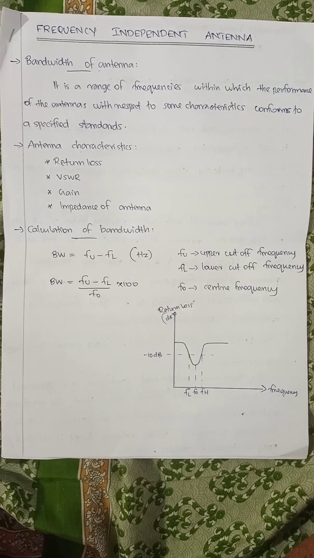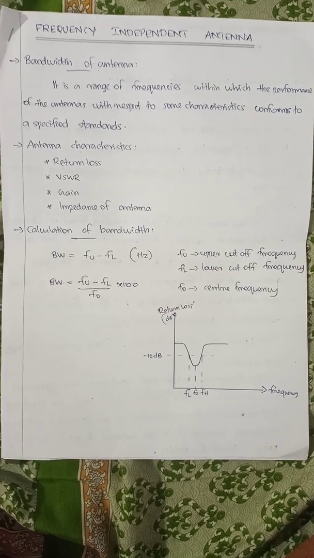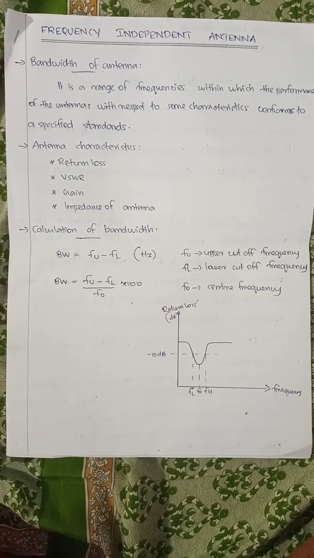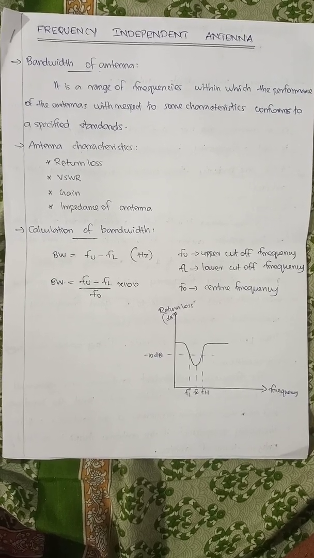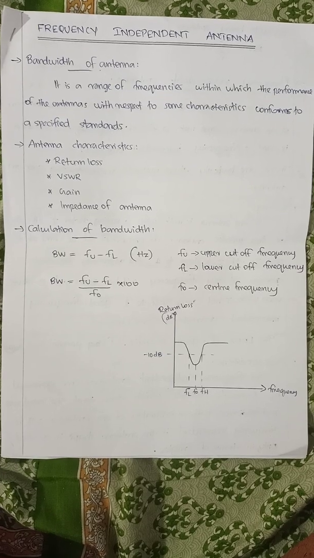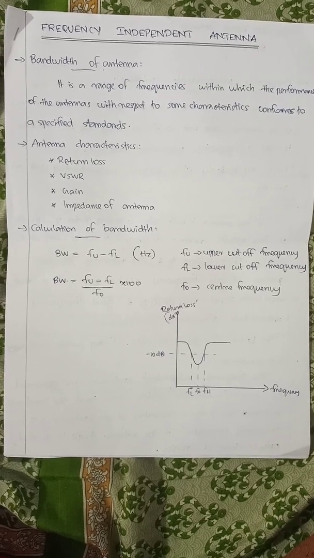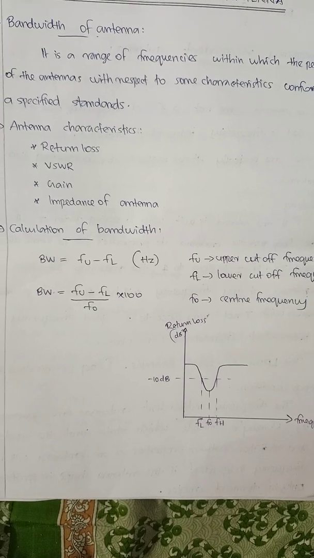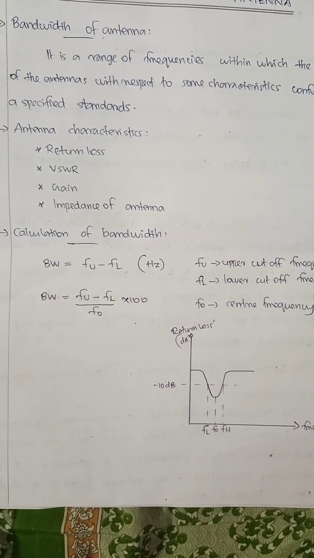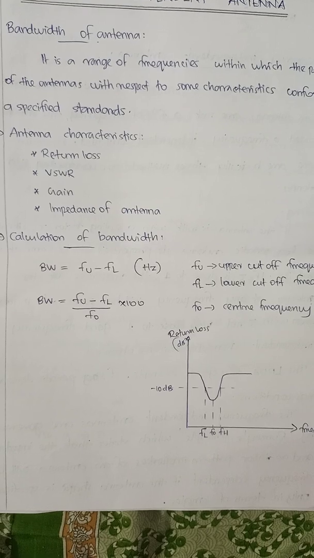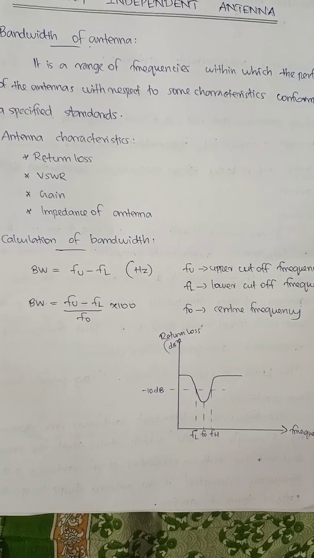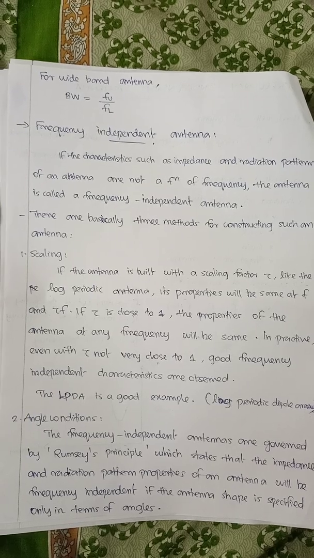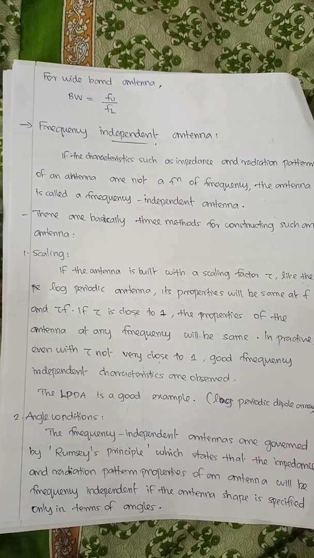How we calculate the bandwidth of antennas? There are three types. First one is bandwidth is equal to FU minus FL, where FU is the upper cutoff frequency and FL is the lower cutoff frequency. Here we will get bandwidth in hertz. And the second one, bandwidth is equal to (FU minus FL) by F0 into 100, where F0 is the center frequency. And for wideband antenna, bandwidth is equal to FU by FL.